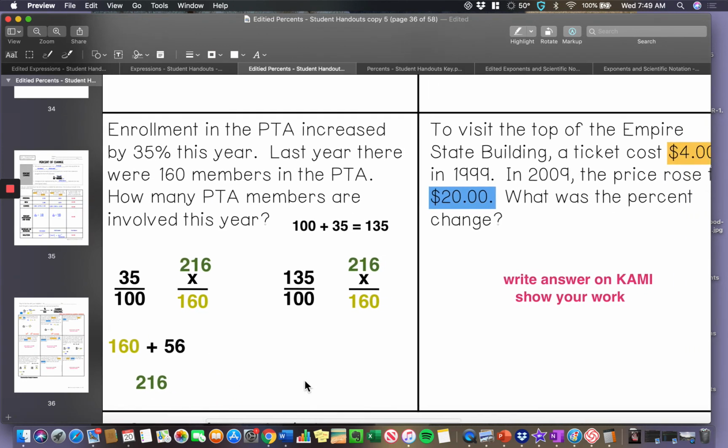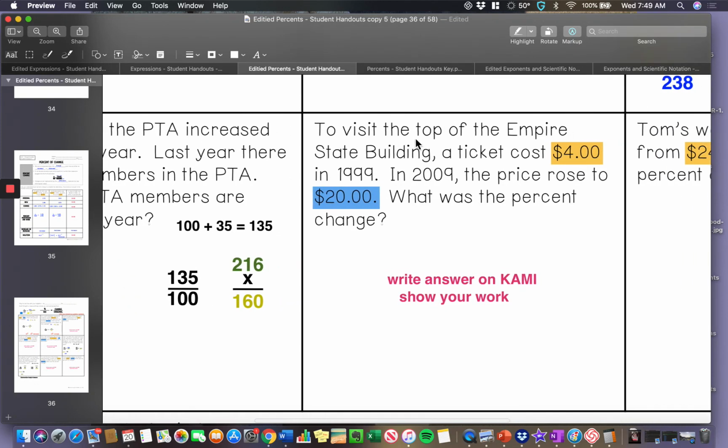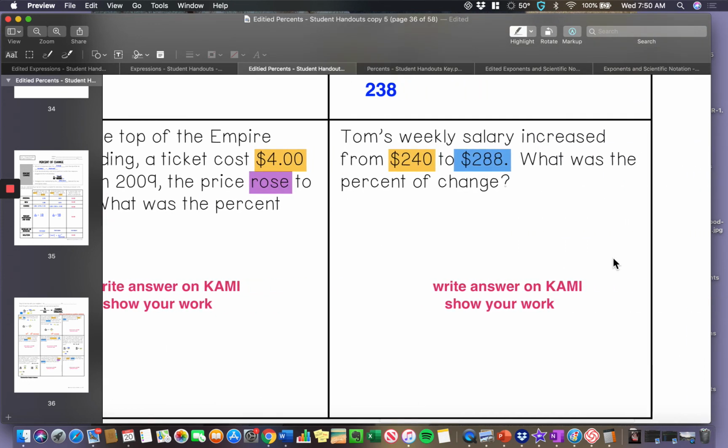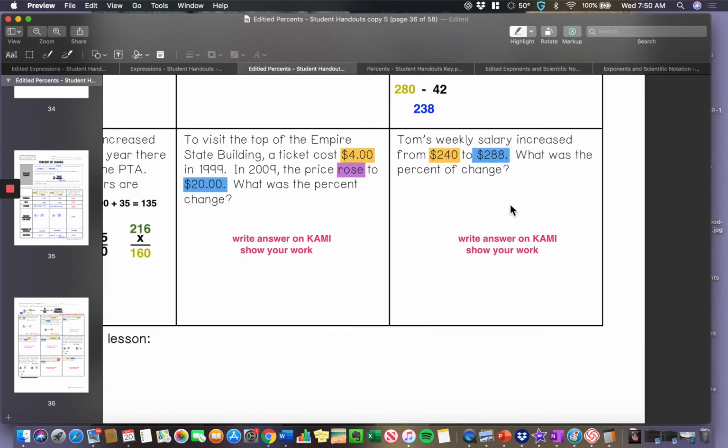members. On the next box right here, it says to visit the top of the Empire State Building, a ticket costs $4 in 1999, and in 2009 the price rose to $20. What is the percent change? And when it says rose, that is going to be an increase, right? Because it's gone up from $4 to $20. And then it says Tom's weekly salary increased from $240 to $288. What was the percent of change?